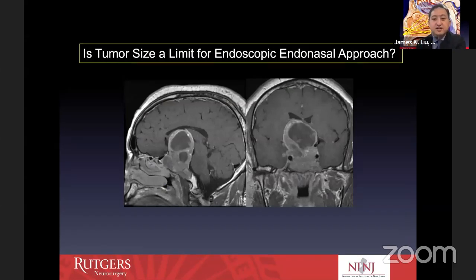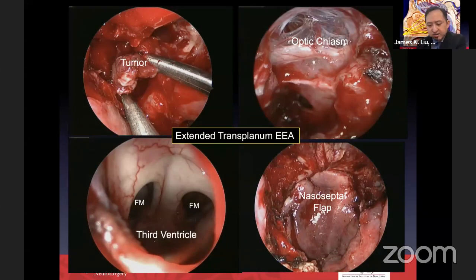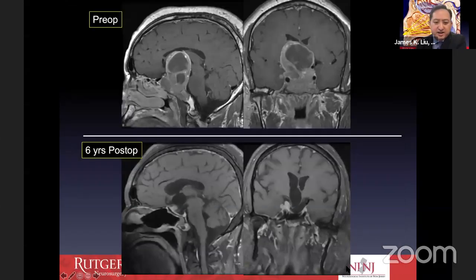So is tumor size a limit for using the endoscopic approach? For large tumors such as this that go all the way up to the third ventricle and foramen of Monro, I would say not. You can still use endonasal approaches. Sometimes you have to extend it through a transplanum approach, as in this case, where we're able to dissect the tumor off the optic chiasm and see the foramen of Monro and third ventricle, and we can reconstruct this area with a nasoseptal flap. And of course, this tumor was quite invasive into the cavernous sinuses. And in non-functioning tumors, I'll have a low threshold to leave a residual in the cavernous sinus and treat this with radiosurgery, which we did in this case.